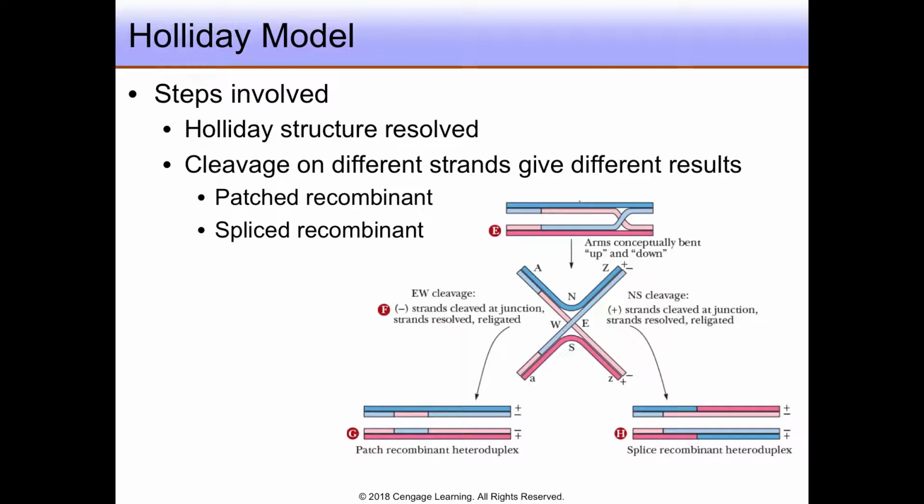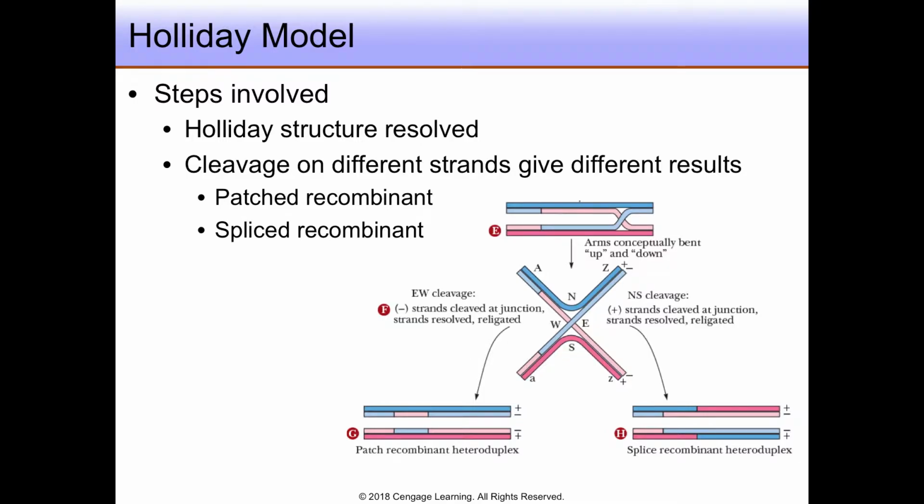As you can see from the center of the figure below, a quaternary complex forms between the four strands of DNA. Resolution of this Holliday structure is accomplished by cleaving two of the backbones. Cleavage on different strands results in either a patched recombinant on the lower left or a spliced recombinant on the lower right. Notice that in the patched recombinant, a segment is exchanged, but the rest of the DNA strand is identical to the original, both upstream and downstream of the patch site.